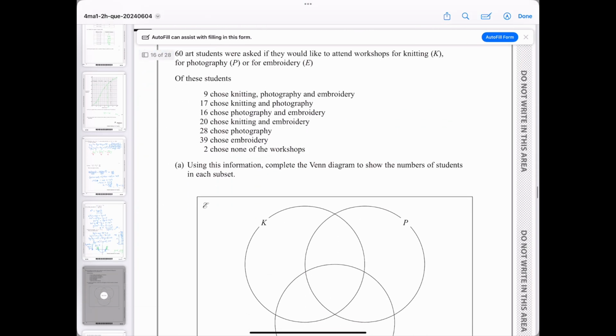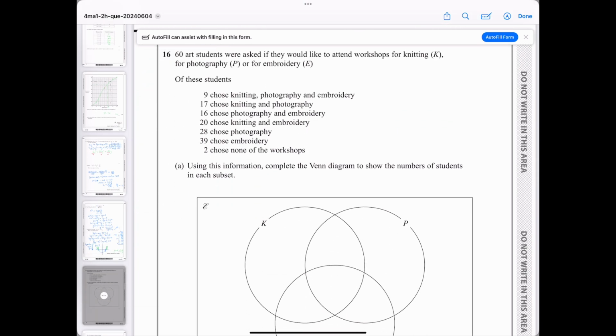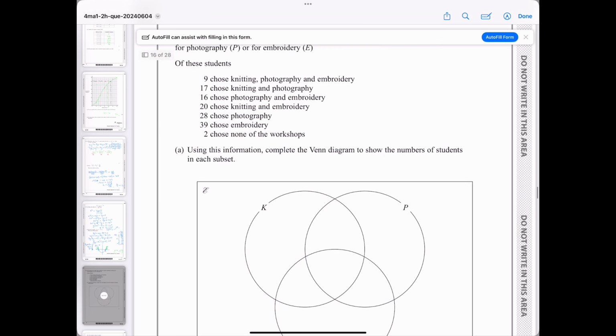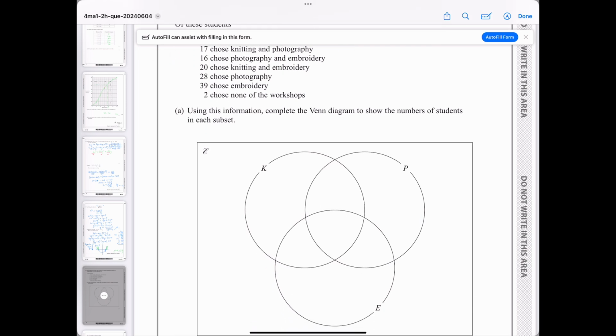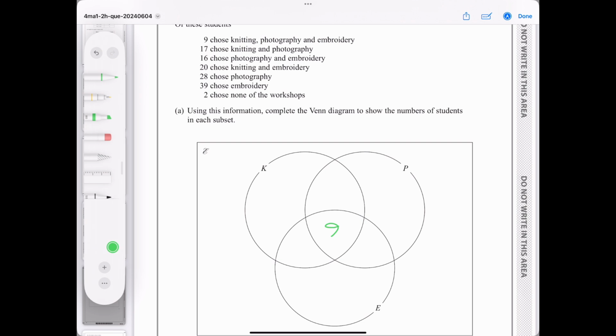Right, it's one of these. 60 art students were asked if they would like to attend a knitting, photography or embroidery workshop. 9 of them chose knitting, photography and embroidery, which, I mean, nobody can do all 3, surely. Then 17 chose knitting and photography, so that would be this section, but 9 have already chosen all 3, so that's just 8 in there.